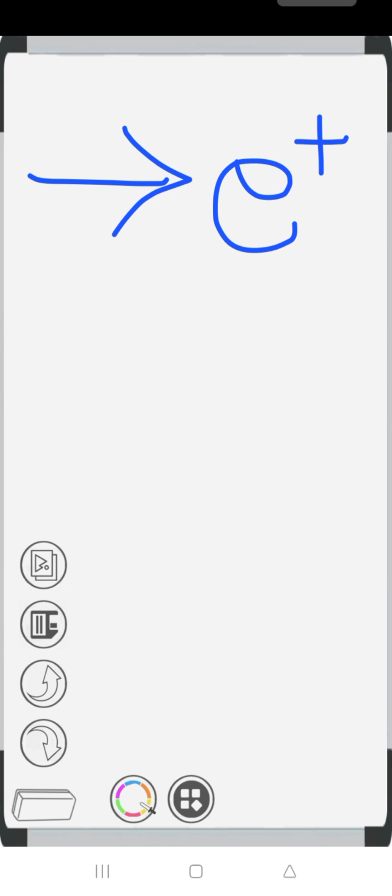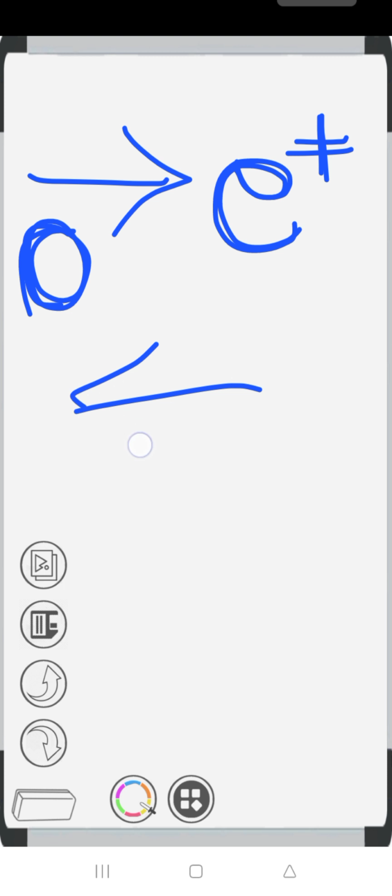So when any element gives electrons and becomes stable, when it donates the electrons and becomes stable, in such cases that element gains positive charge. Now any element, if it accepts electrons from other elements and becomes stable, in that case it is going to gain negative charge.